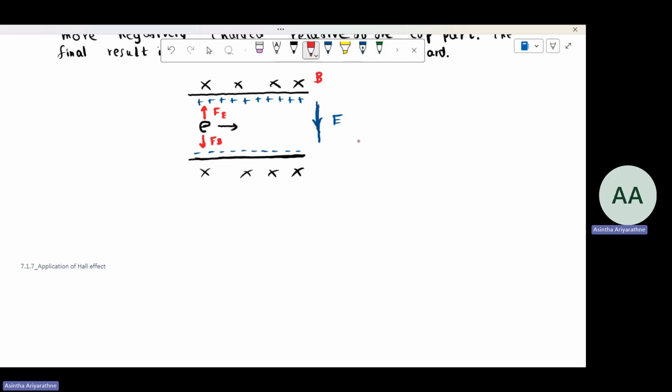Electric field is minus dV over dx. So when more electrons get accumulated on the bottom layer, the potential difference increases. As a result the electric field increases. When the electric field increases, the electrostatic force also increases.